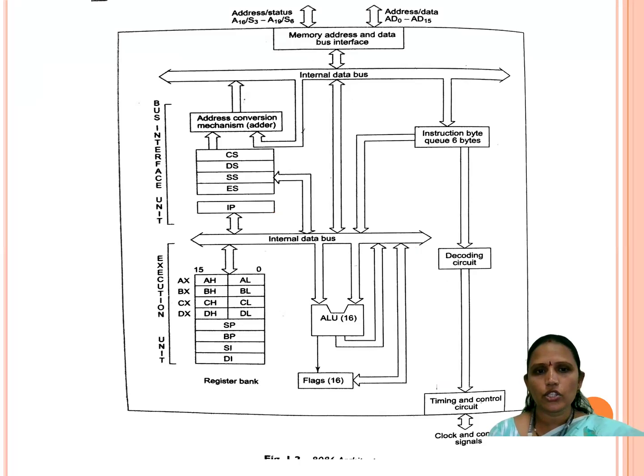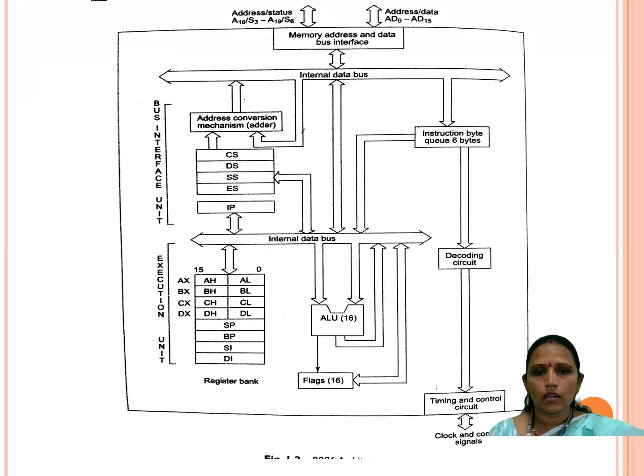So each segment consists of 16-bit registers. And the next is the instruction byte queue. The instruction byte queue consists of 6 bytes, and it operates on a first in, first out basis. This operation is performed by the bus interface unit.